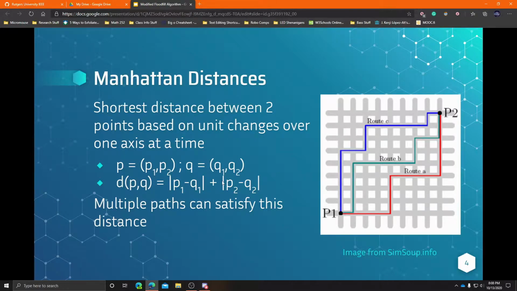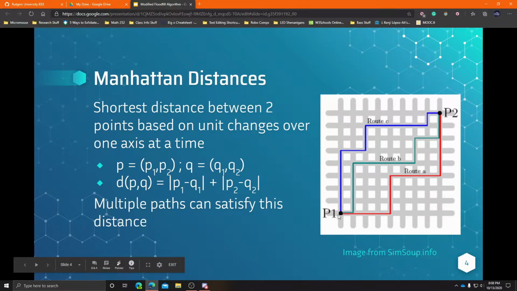Well, there's a nifty little formula here. Let's say you have 2 points, P and Q. We're assuming this is a 2-dimensional plane. We're not going to be doing 4D or 3D planes, so there's only going to be a two-coordinate system. It's P1, P2 for point P, and Q1 and Q2 for point Q. So how do you calculate the distance? Well, you basically take their coordinate values and you do the absolute value of P1 minus Q1 plus the absolute value of P2 minus Q2.